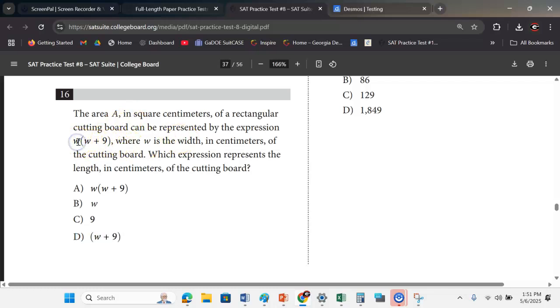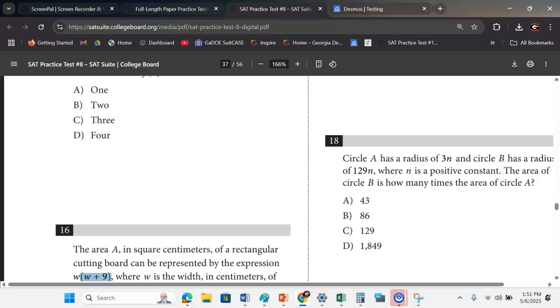Okay, so if that's the width, then the length represents length. Yeah, it's W plus 9. So the answer is D for that. A equals LW, and W plus 9 is in the L position.